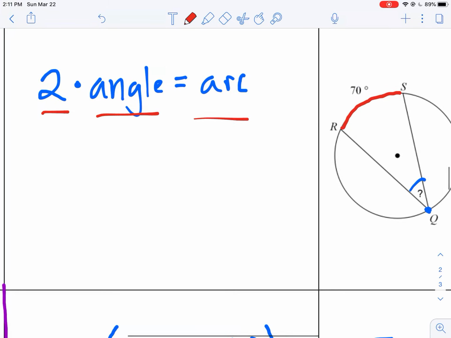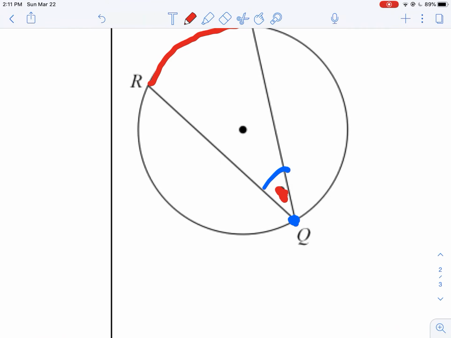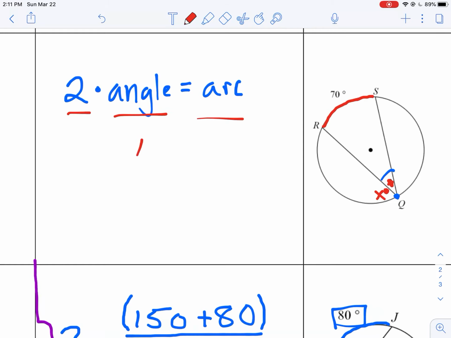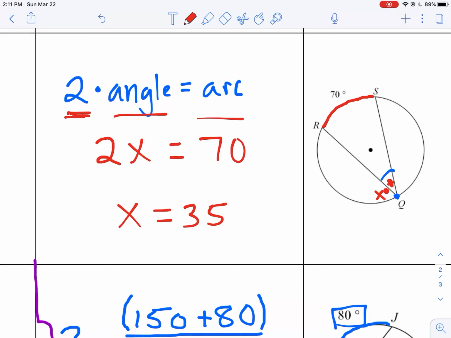So 2 times this angle will equal this arc, which we already know is 70. To solve for this one, I'm going to turn all these question marks into x's, just so we use an x in our equations, x degrees. So the angle is x. The arc is 70. And I'm doing 2 times the angle, 2 times x, since I don't know what the angle is. It should be obvious from here to solve. Divide by 2 on both sides so that x equals 35 degrees.